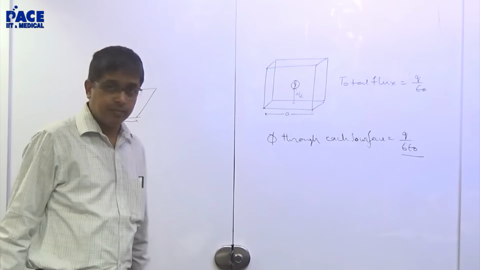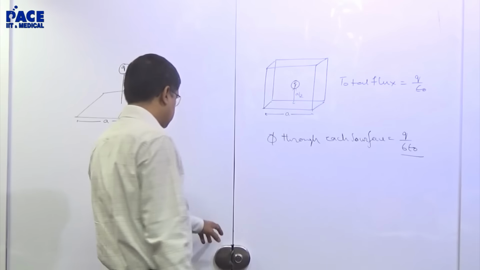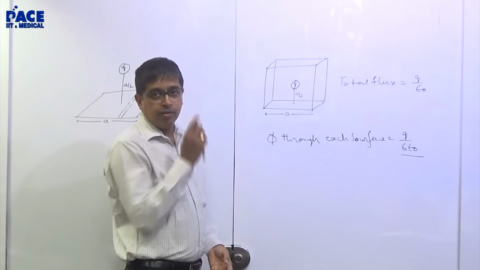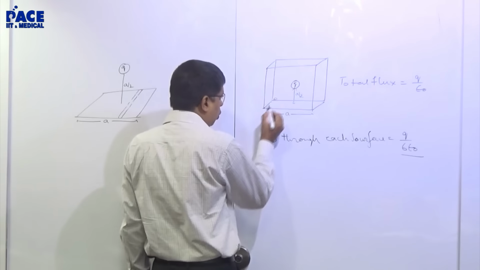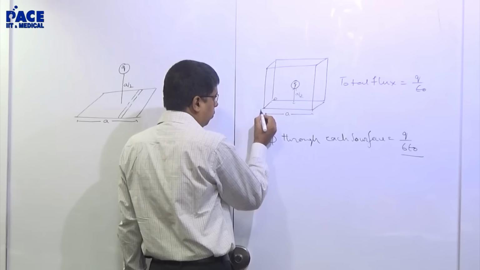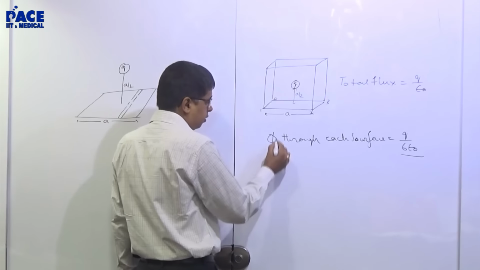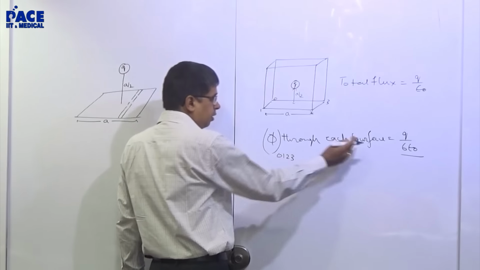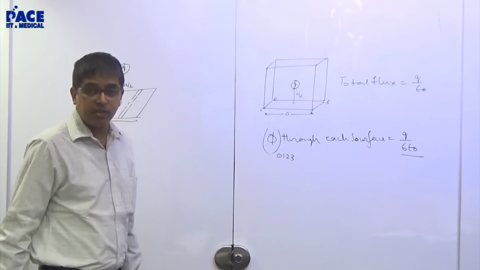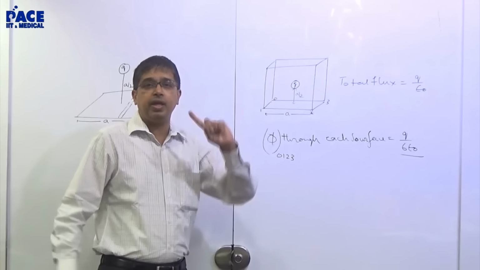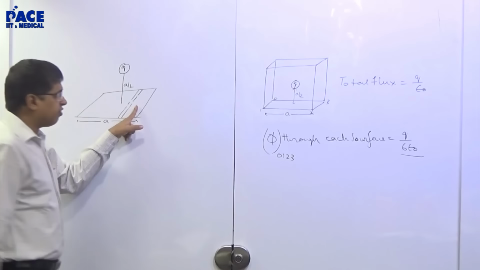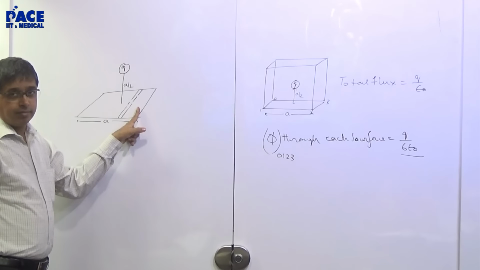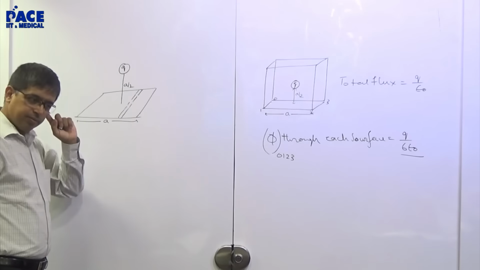Sir, I am telling that for the upper surface you calculated Q by 6 epsilon naught. We should name this O 1, 2, 3. Flux through O 1, 2, 3 will be Q by epsilon naught, and Q by 6 epsilon naught for this plate. I did not do the upper one, because I asked for this plate. Is that clear?